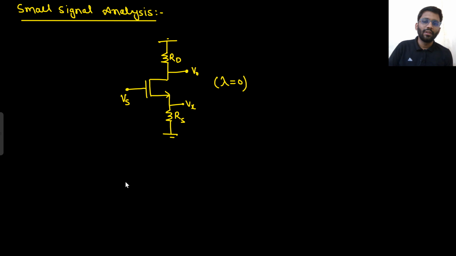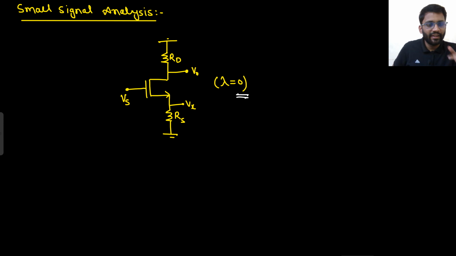So now we are going to calculate the small signal gain. For small signal gain, I am assuming lambda to be zero. Why am I assuming lambda to be zero? Because in the exam as well, you will see lambda equal to zero. If you consider lambda not equal to zero, that means if you consider R0 here, your expression will be very, very complex. We will solve that. We will certainly solve that.